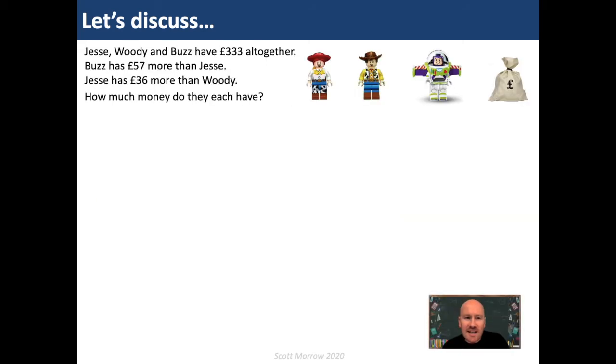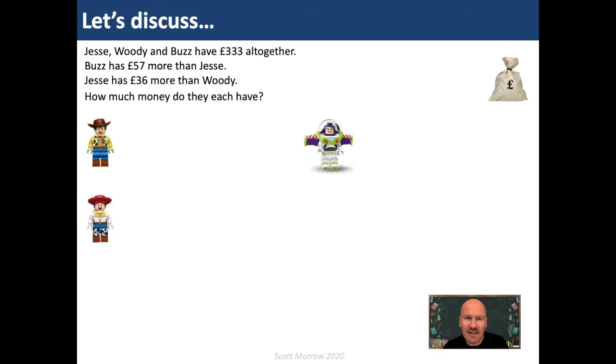Let's discuss that second problem. Jessie, Woody and Buzz have £333 altogether. Buzz has £57 more than Jessie. Jessie has £36 more than Woody. How much money do they each have? Let's look at the information we've got here. I don't know how much money any of them have, but again I can put them in the right order. Jessie has more than Woody and Buzz has more than Jessie.